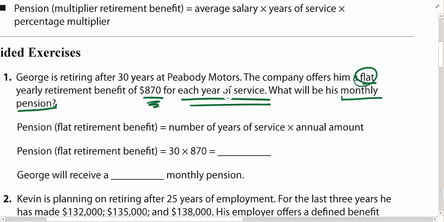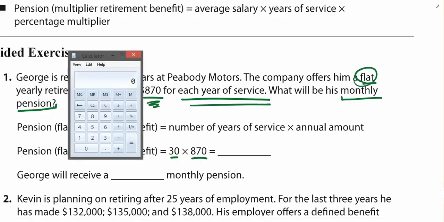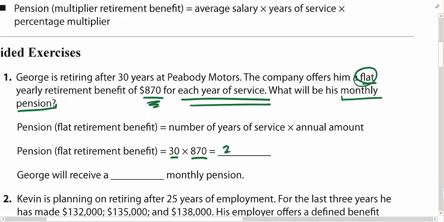So for every year that George worked, he receives $870. Now, he worked 30 years, so 30 years times 870. Let's see, 30 times $870 is a pension of $26,100. Now, this number doesn't seem very realistic for a monthly amount, so this is most likely an annual salary.